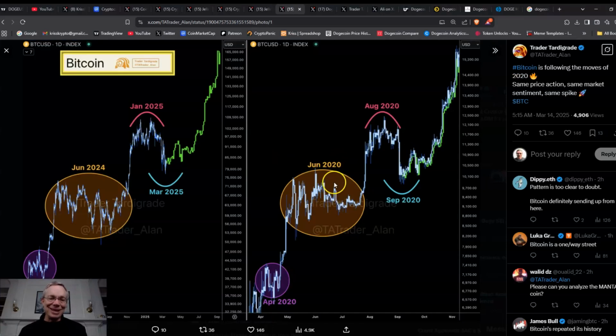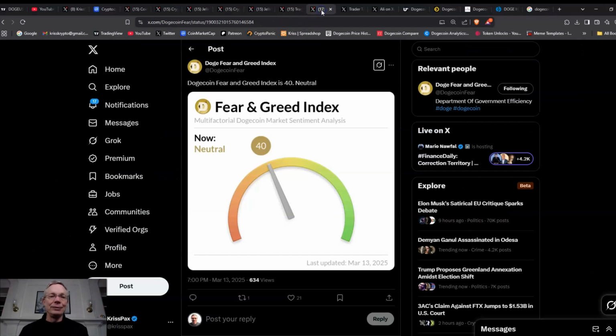Again, looking at the same thing in 2020, from April to June, a move up, and then followed by a move down, some chop, higher low, up we go. Same pattern could happen here in 2025.